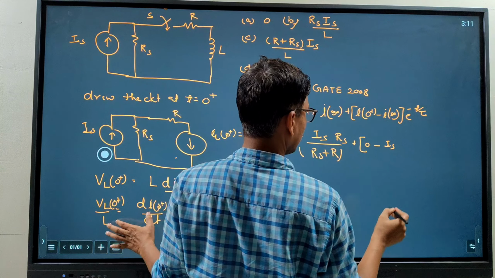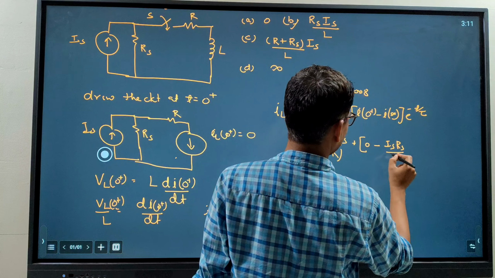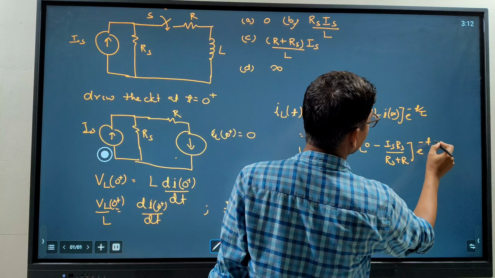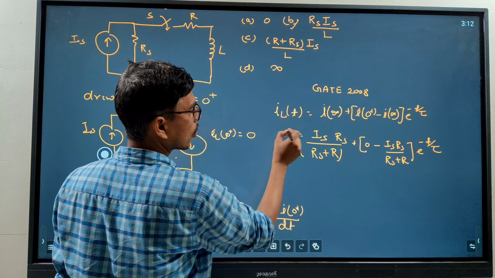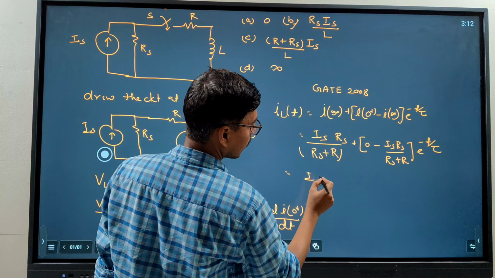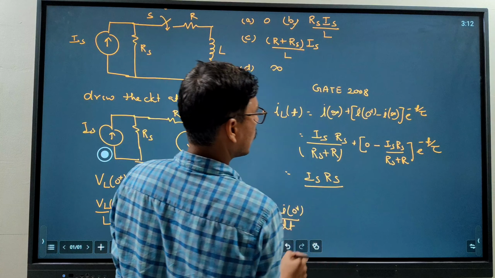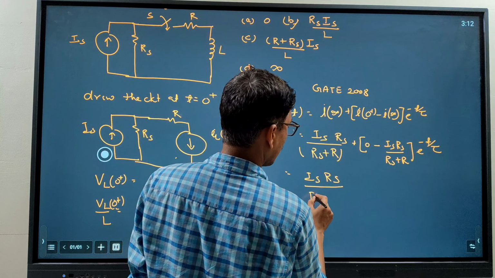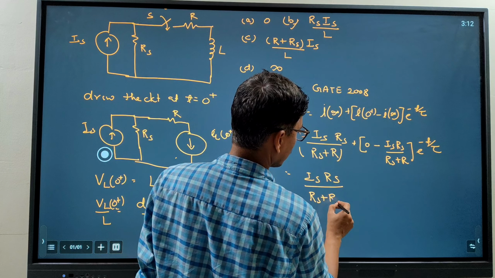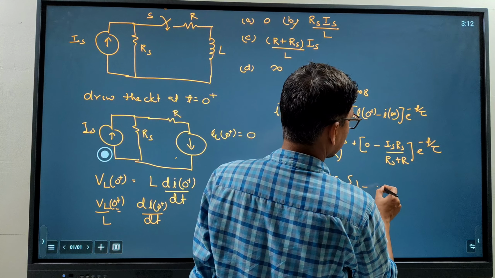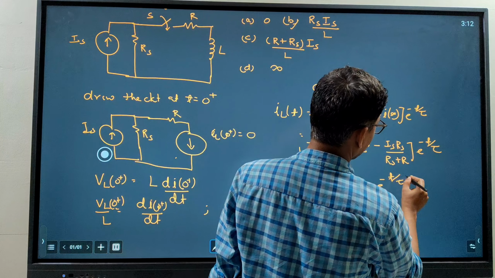Is Rs plus R e to the power minus t. This is the expression of the current. You can write it as Is Rs upon Rs plus R times 1 minus e to the power minus t by tau.